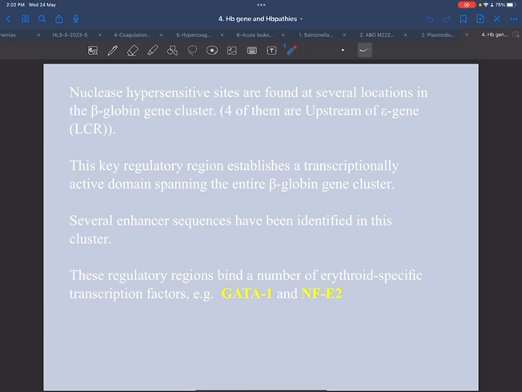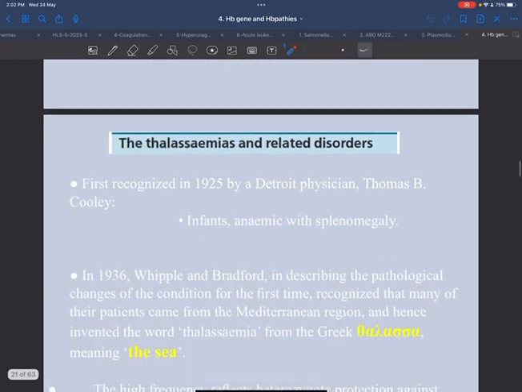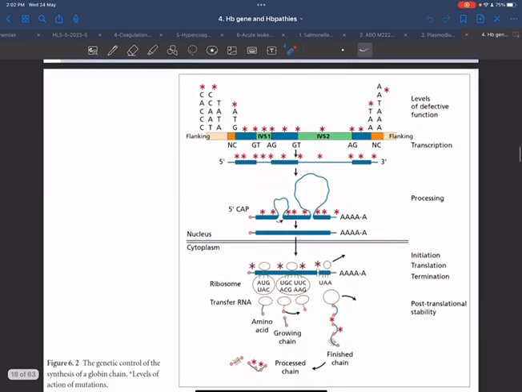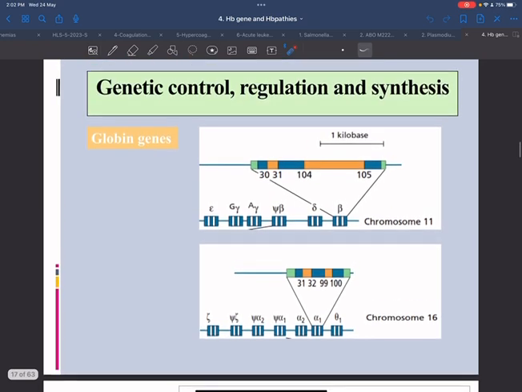locations in the beta globins, which means that they have a lot of LCR sequences and they are localized upstream of the gene. And I think this is mentioned in the eukaryotic gene regulation in the genetics course. This key regulatory region established a transcriptionally active domain spanning the entire beta globin gene cluster. What does that mean? إذا بنرجع على الجين structure، هون البيتا gene family, okay? على upstream site you will see LCR sequence which controls the expression of all of these genes. وبالتالي هاي الLCR is responsible for the regulation of all of these sequences. بس هذا ما بكفي.